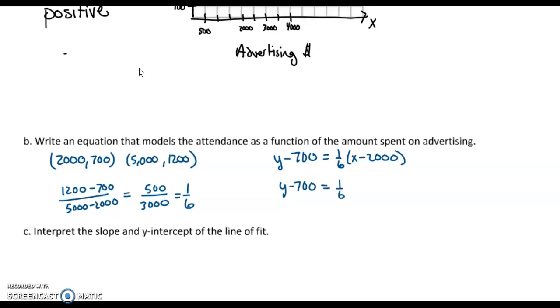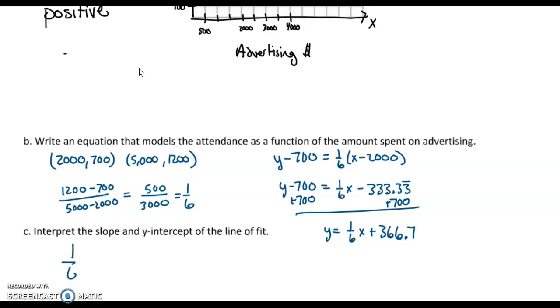So when I distribute the 1/6, I'm going to do 1/6 times 2,000. That's about 333. And I'm going to add the 700. So I get y equals 1/6 x plus, when we add that, 366.7. I'm just going to round it off. So that's the equation that models the attendance as the function of how much we spent on advertising.